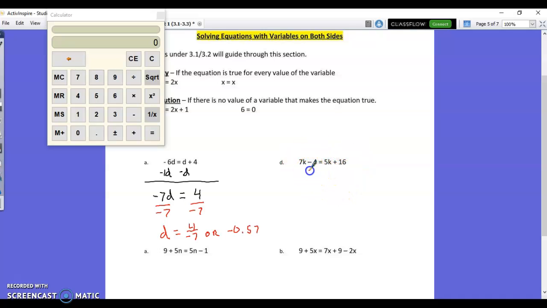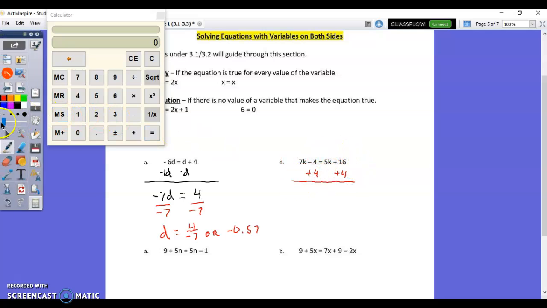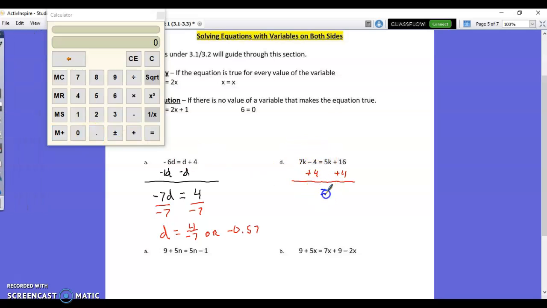So I'm going to start with this 4. I'm going to add 4 to this side. I'm going to add 4 to this side. Now notice that I'm lining it up with the 16 because I cannot combine it with that 5k. It's not a like term, so we can't do that. All right, so as I simplify the left side, I have a 7k, and then that 4 becomes 0, so that's just gone. I have my 5k, and then I have my 16 plus 4, which would be positive 20.